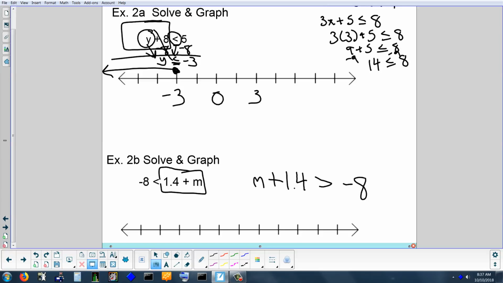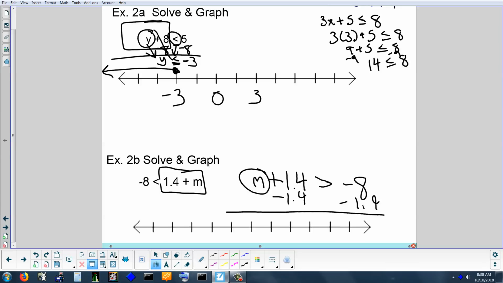So that's how we flipped it around. We're able to get the letter first. Then we have my sign, and then we have my number at the end. So again, same thing. It's going to be a one step, right? Alex, what letter do we want to get by itself? The M, right? Good. Get the M by itself. Nathan, how do I do that? Subtract 1.4. Subtract 1.4 from both sides. Minus 1.4.